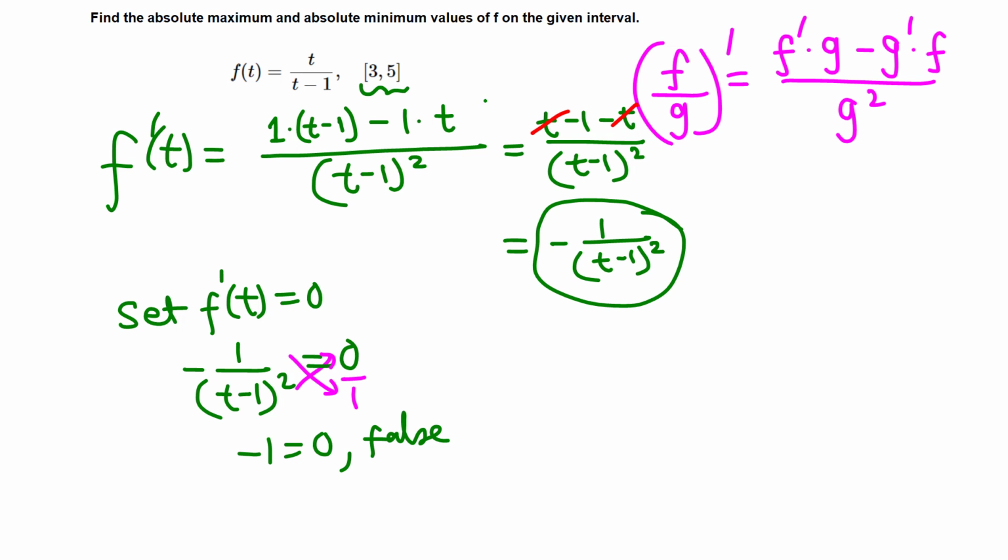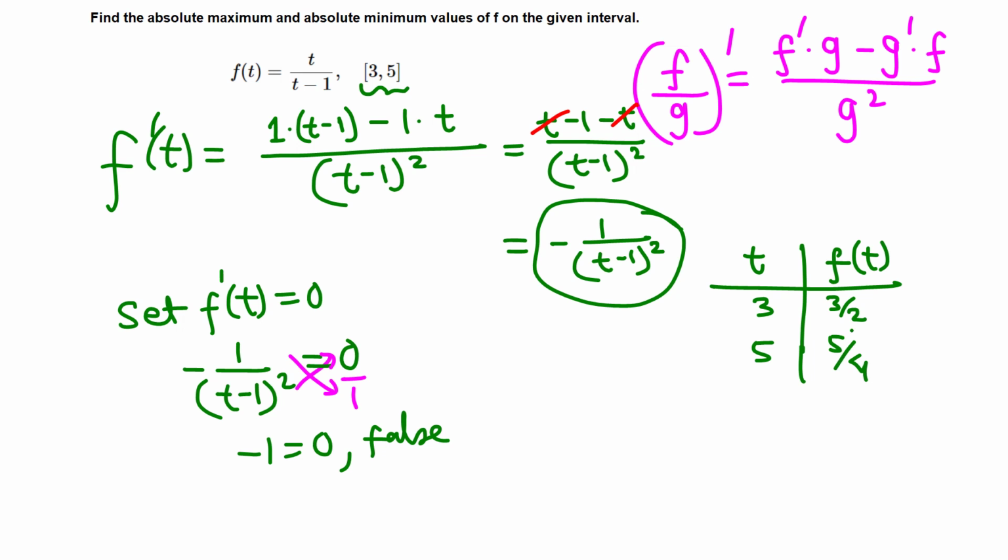Now we evaluate the function. Here is a t value and function value at the critical numbers. There are none in this case. And at the endpoints, 3 and 5, we just plug in 3 and 5. Plug in 3 here: 3 over 3 minus 1, that's 2, so 3 halves. 5 over 5 minus 1, 4, so 5 fourths.